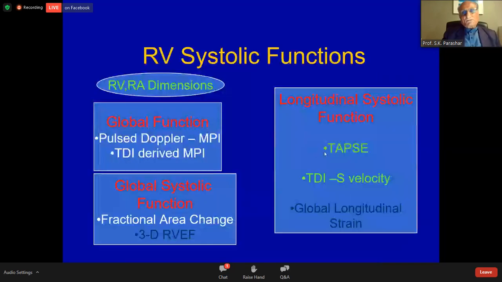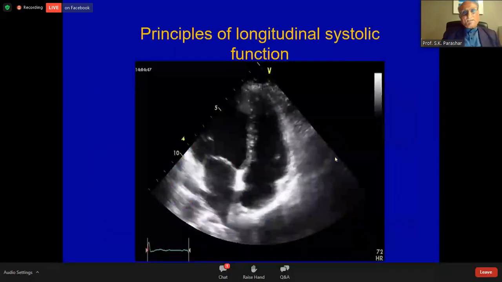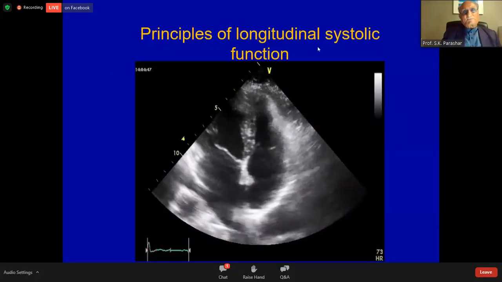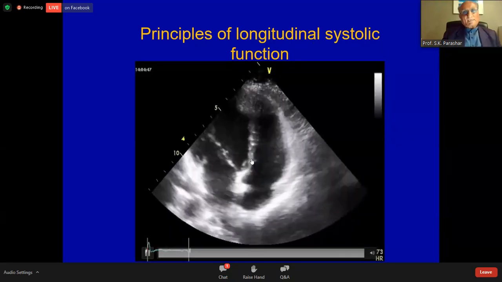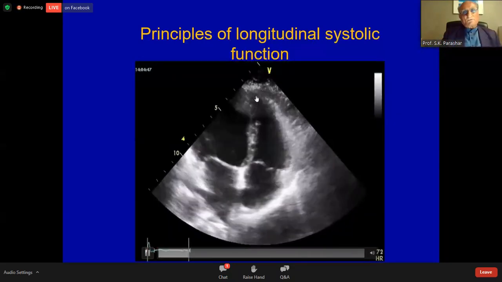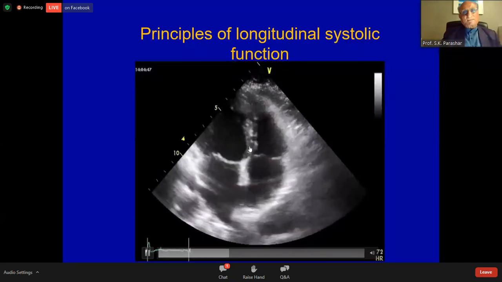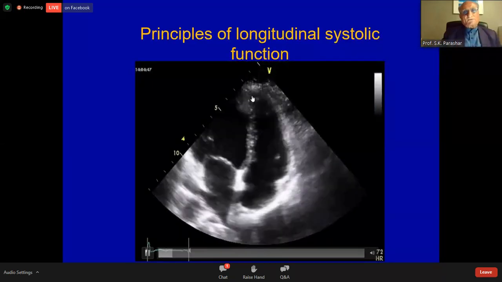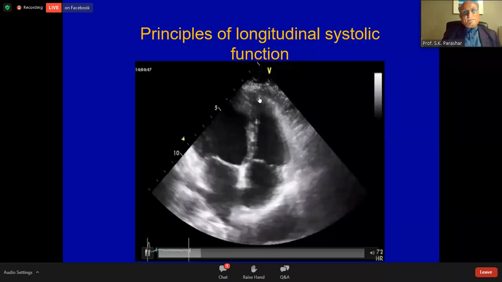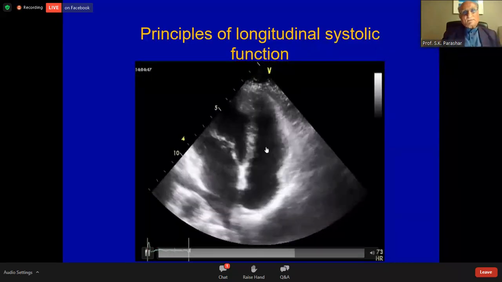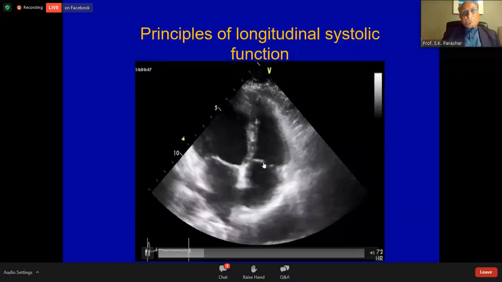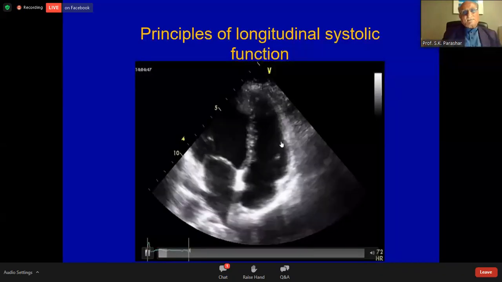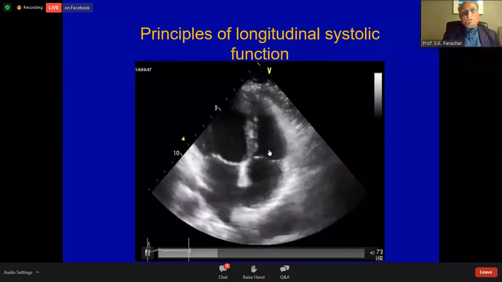So, coming to the longitudinal systolic function, the major principle of this function is that the right ventricle has a good amount of longitudinal muscle fibers, and these longitudinal muscle fibers cause a contraction in the longitudinal direction from the base to the apex. So like a piston, the more the movement of the base, the better is the RV function, indicating that there is a good longitudinal function.